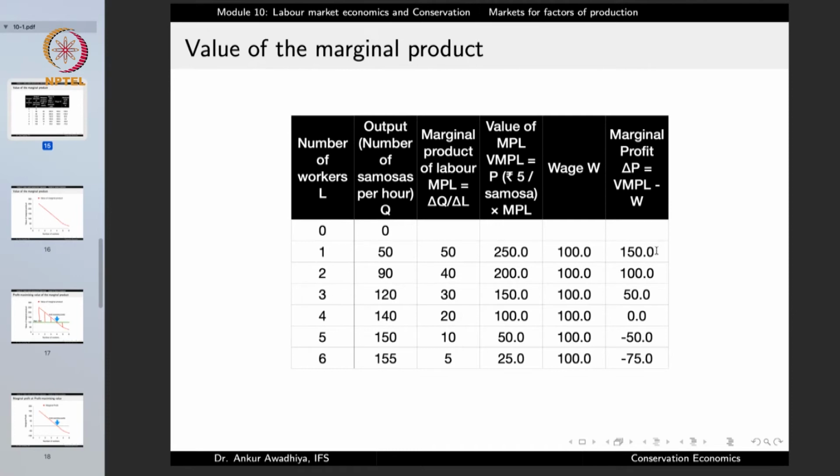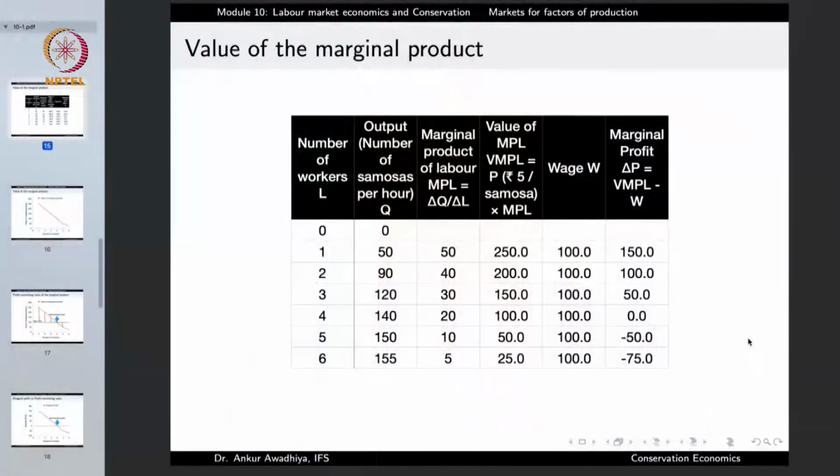And we are observing that the marginal profit is reducing with each extra labor because of the law of diminishing marginal product. For the fourth labor, if the company hires him, then the value of the marginal product of labor is 100 rupees. The wage is 100 rupees, which means that the company will earn a marginal profit of 0 rupees. Which means that before the company hires this labor and after the company hires this labor, there is no change in the profit.